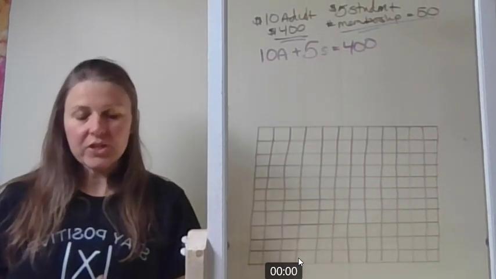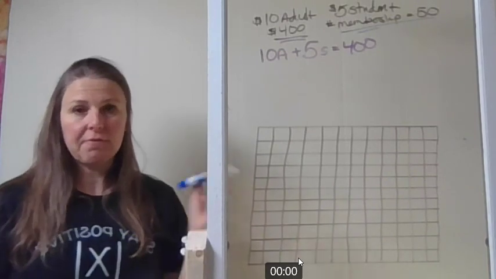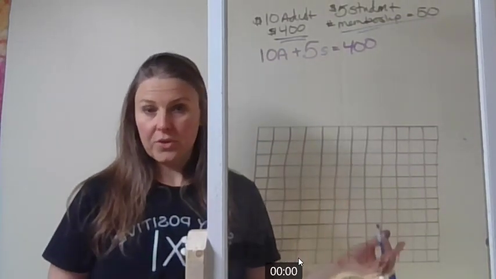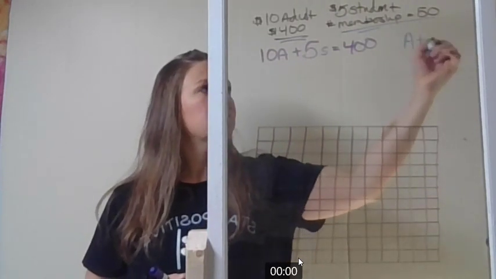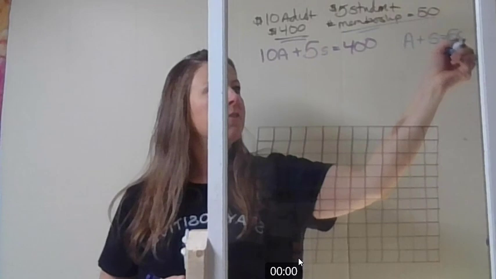Now, the other equation is about numbers, a total of 50 memberships. So that one, you don't need the 10 and the 5, you're just writing A plus S equals 50.